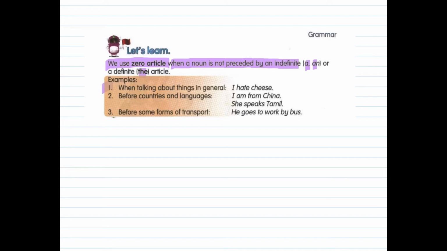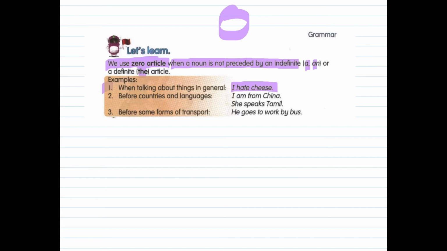When talking about things in general, you are talking about general, not specific. Okay, I hate cheese. For example, this one, I hate cheese, right? I hate pizza. I hate nasi lemak. I don't say I hate the school, right? I hate violence, for example, right? So in general, you don't have to put articles a, an, or the. Okay? So that is 0 articles, which we are learning today. 0 meaning no, none. Okay?